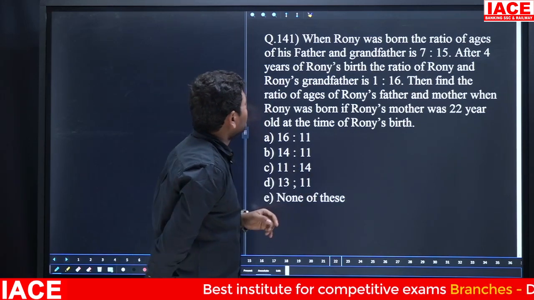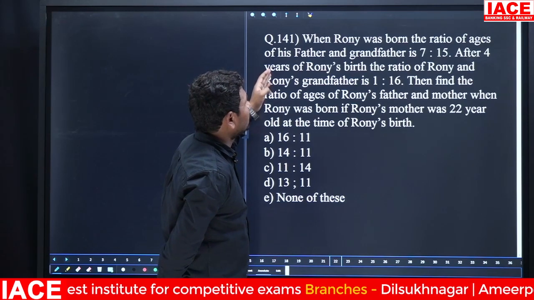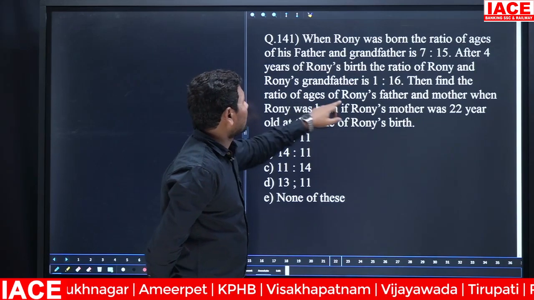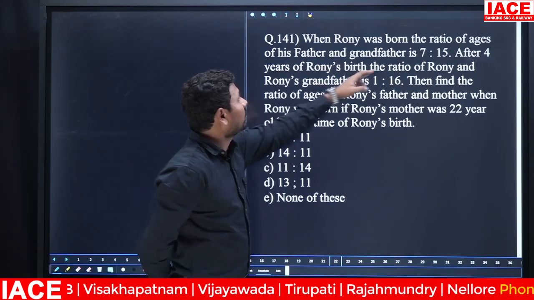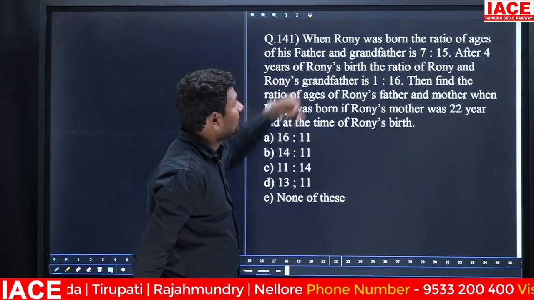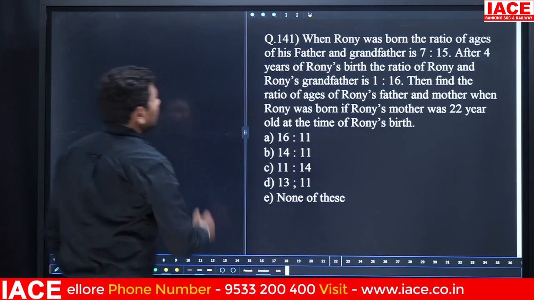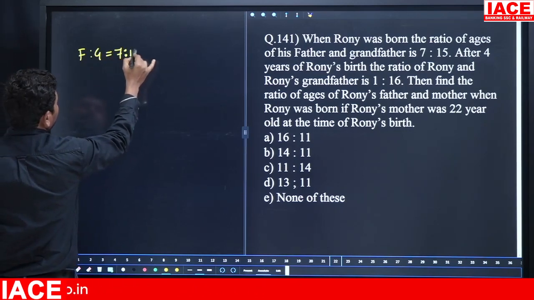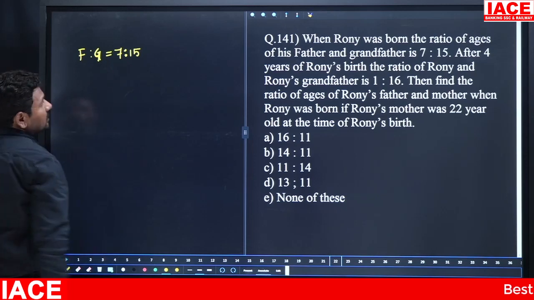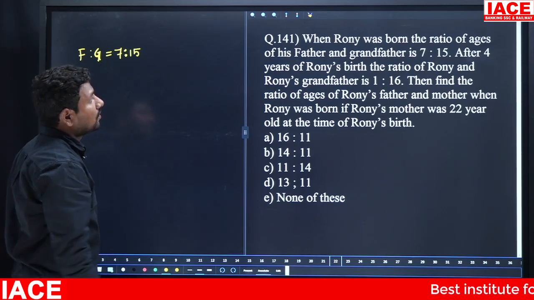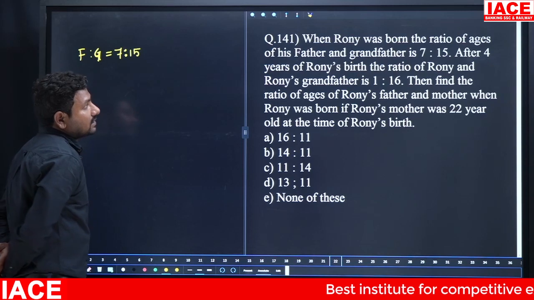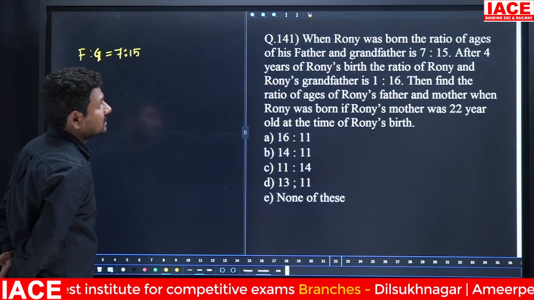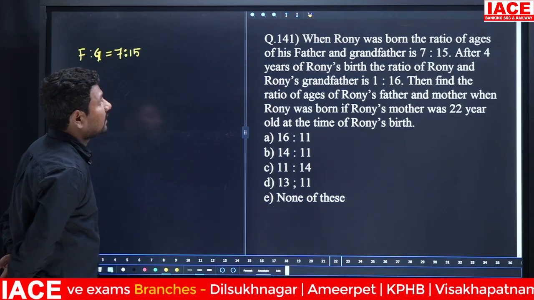Next, Roni's father's age is required. When Roni was born, Roni's father's value is needed. Here, how many parts are there? 7 parts, compared to the grandfather. Here we'll write father to grandfather. What is the ratio? 7:15. After 4 years of Roni's birth, the ratio of Roni and Roni's grandfather is 1:16. Okay, this happens after 4 years.